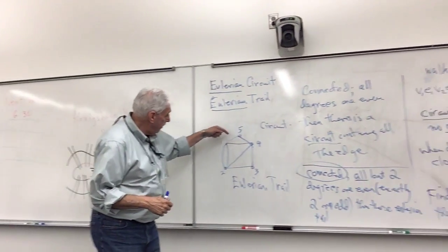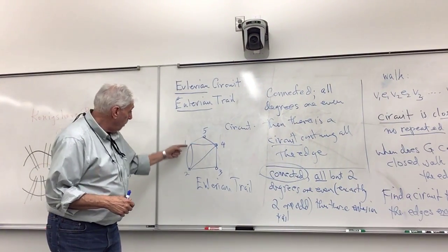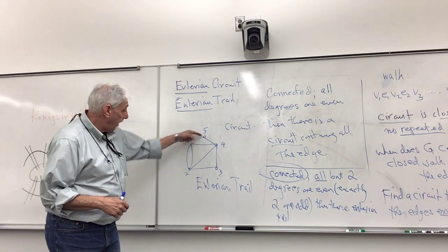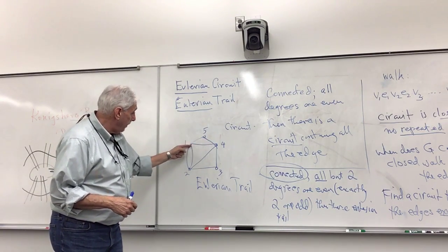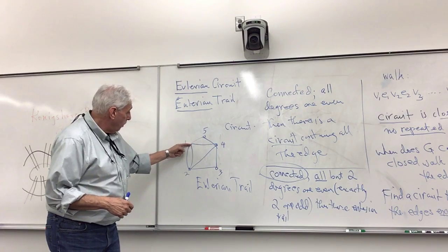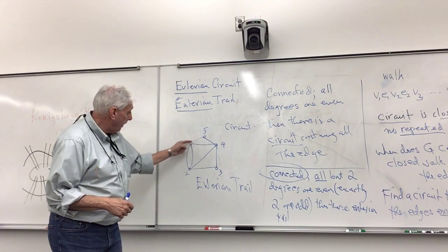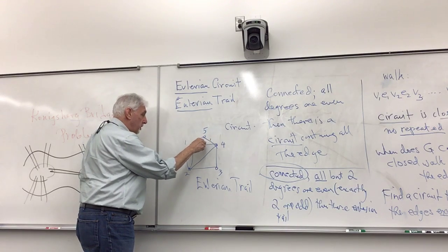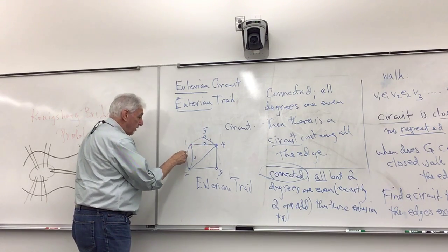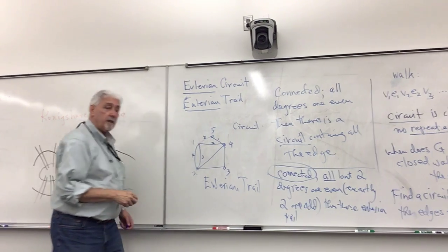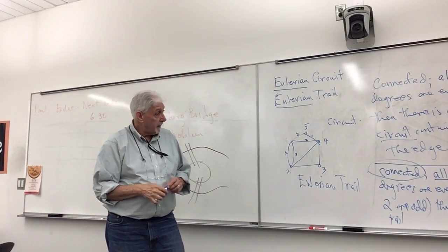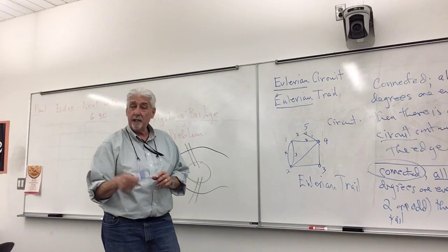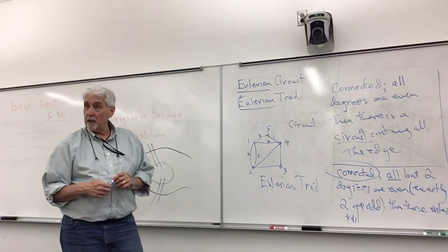5, 4, one, one, two, two, one, one, five. So that's 5 edges: one edge, 2 edges, 3 edges, 4 edges, 5 edges. Okay, that's a circuit. No edge was repeated. It's closed. It ends where it started. So we're in good shape.